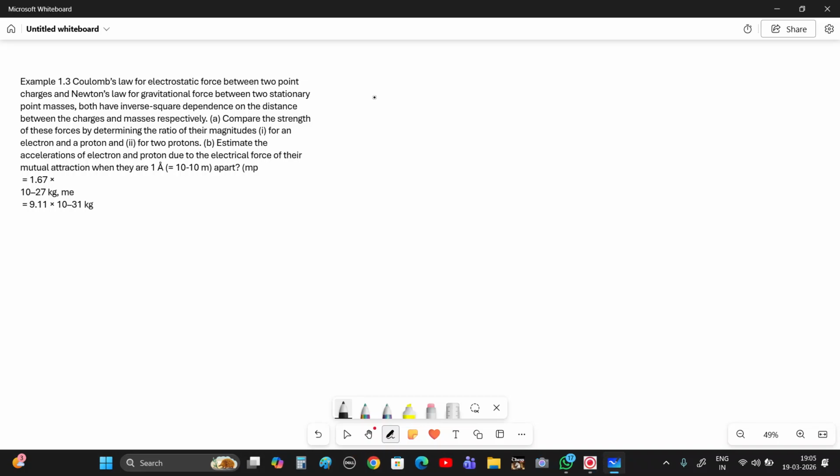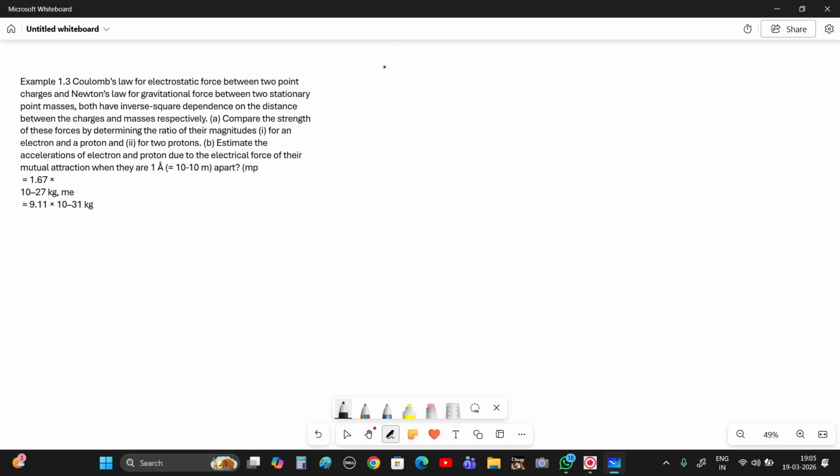All. So today we are going to do the third example question from the first chapter. The question is: Coulomb's law for electrostatic force between two point charges and Newton's law for gravitational force between two stationary point masses. Both have inverse square dependence on the distance between the charges and masses respectively.